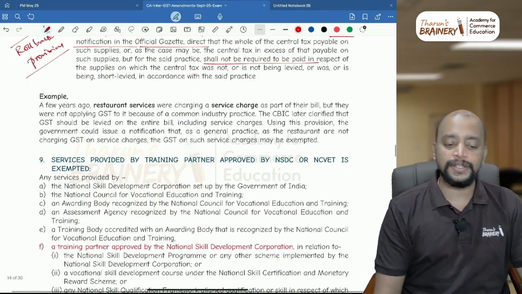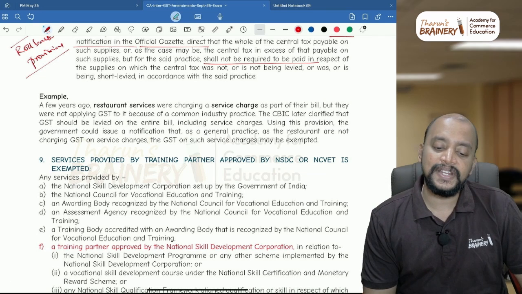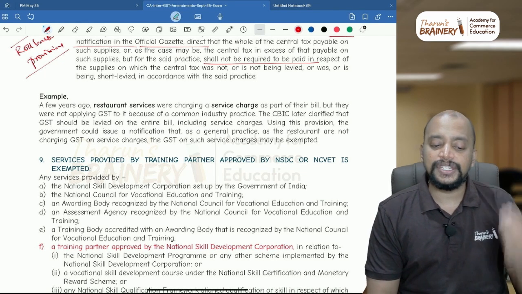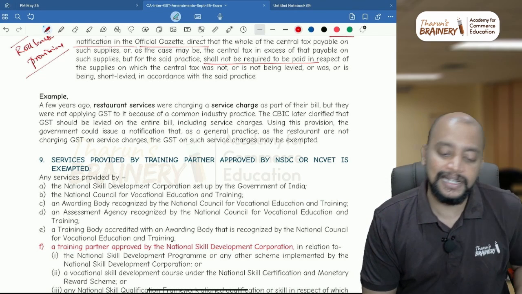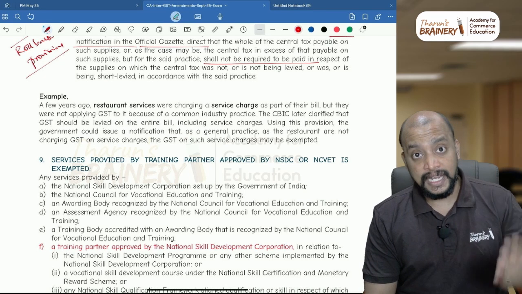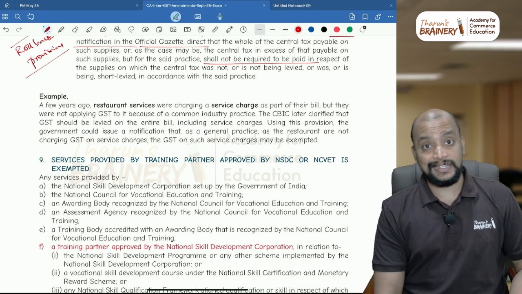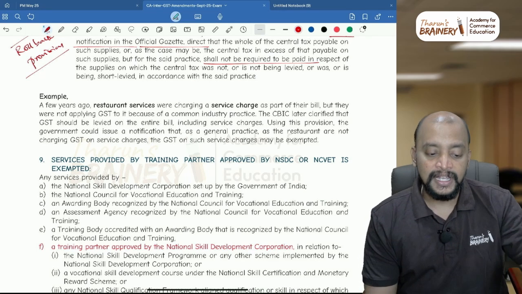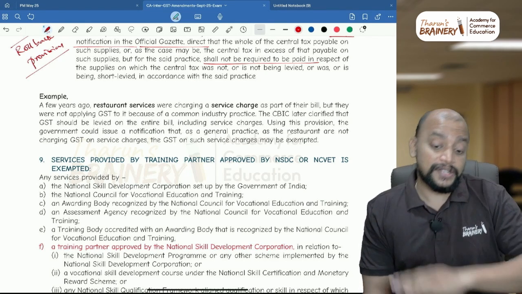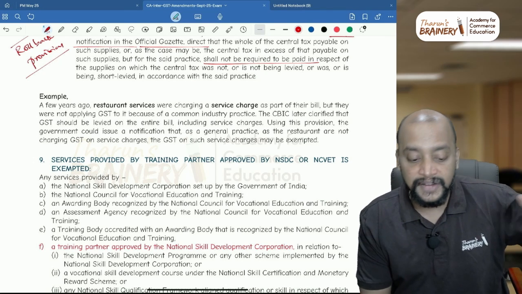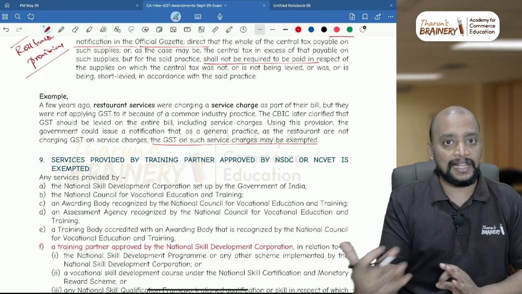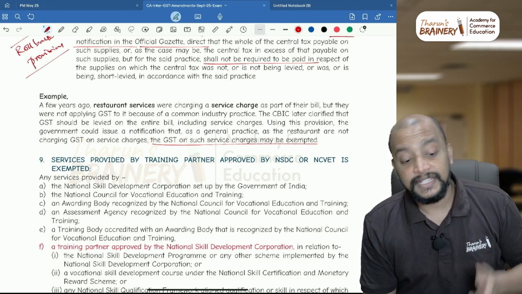For example, few years ago, restaurant services were charging a service charge as a part of their bill, but they were not applying GST to it because of a common industry practice. The CBIC later clarified that GST should be levied on the entire bill including the service charges. Using this provision, the government could issue a notification that as a general practice, as restaurants are not charging GST on service charges, the GST on such service charges may be exempted, like that. That's the rollback provision. That power is there.